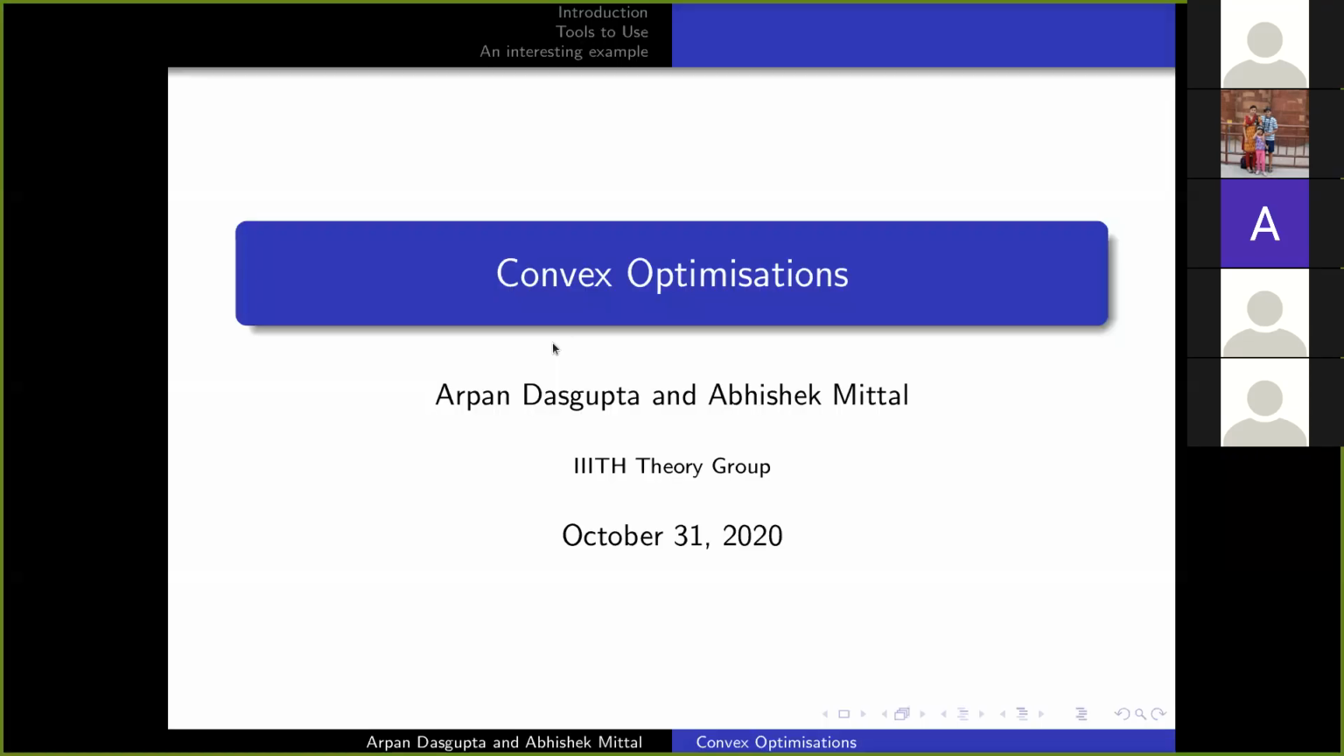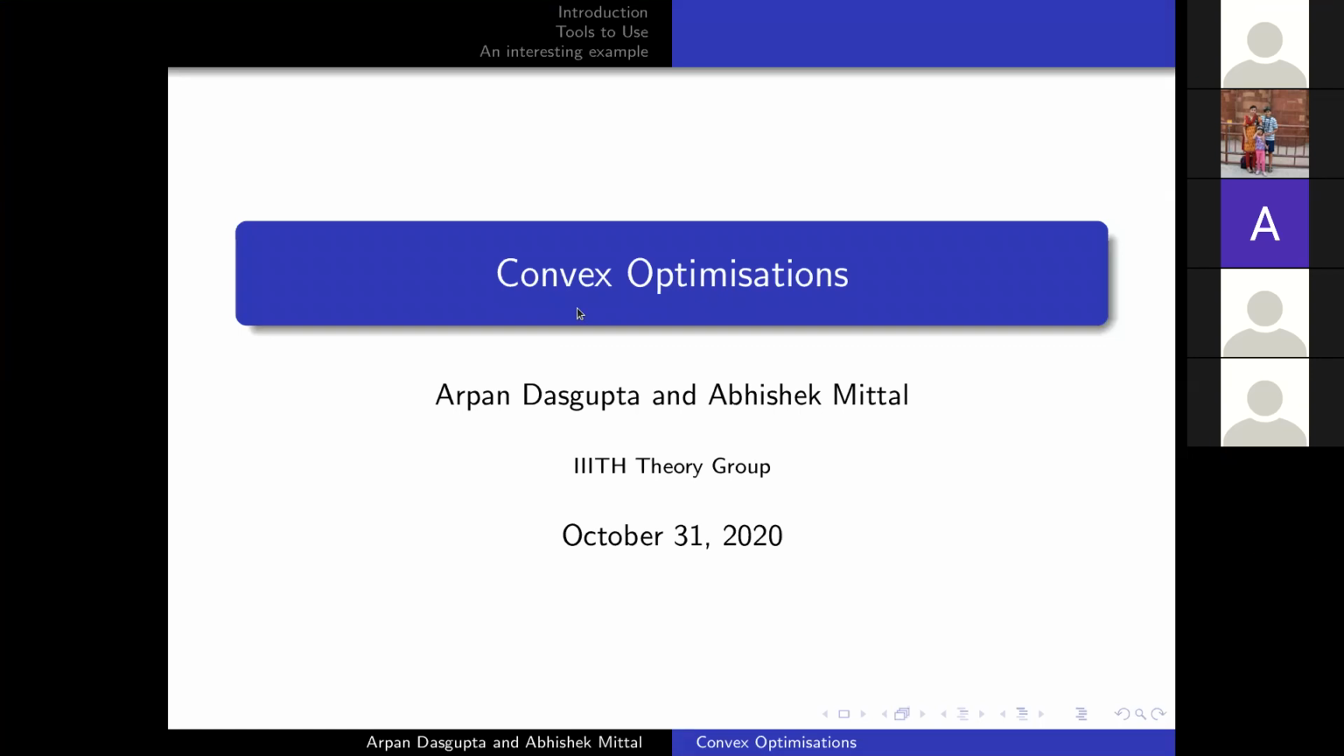Hi, I'm Arpan, and today I'll be giving a talk on convex optimizations. So I'll start with what mathematical optimization means. Mathematical optimization is a way to minimize or maximize the value of a function, which is called the objective function, subject to some constraints.